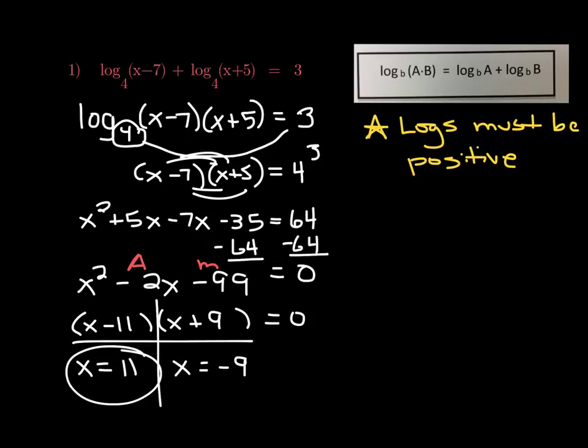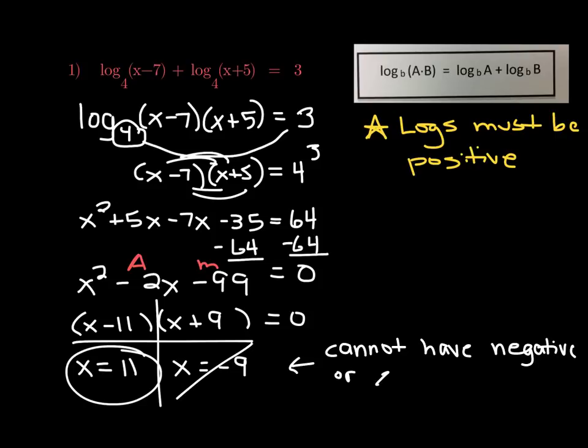So if it creates a negative anywhere, you right away cross it off, okay? We cannot create negative or 0 logs. I'm just going to write that for this example. Cannot have negative or 0 logs.